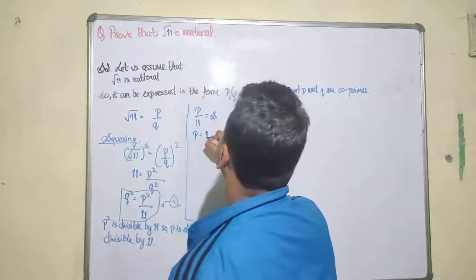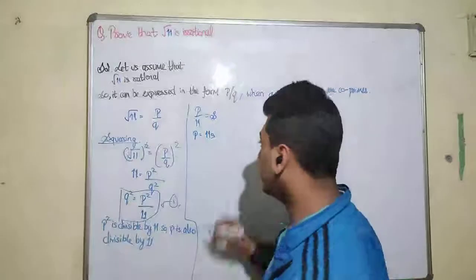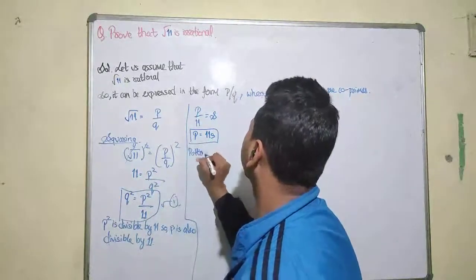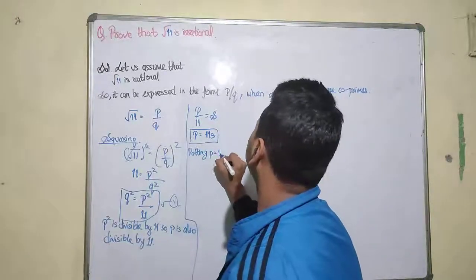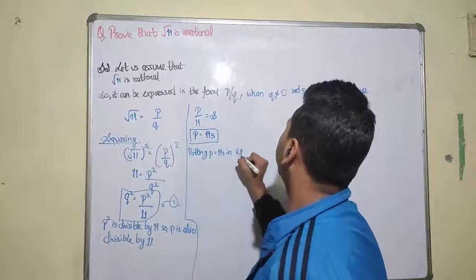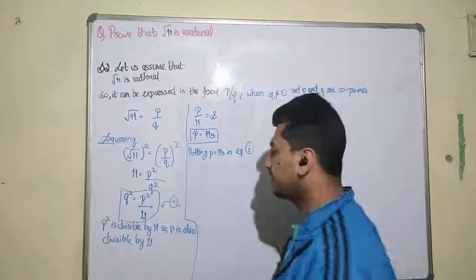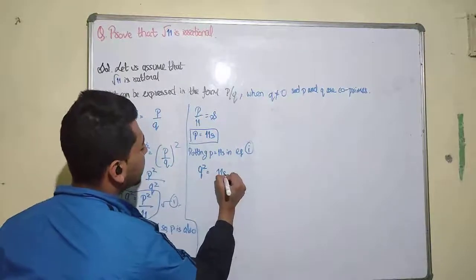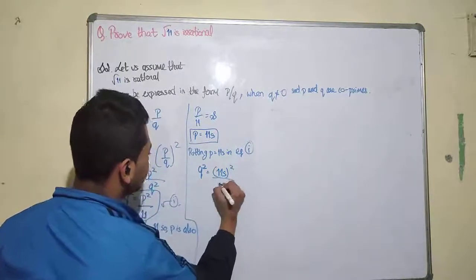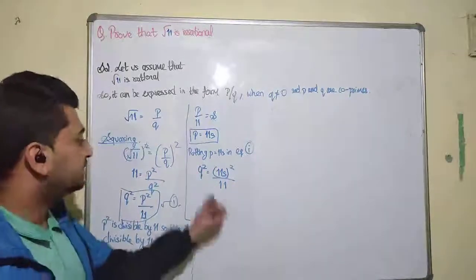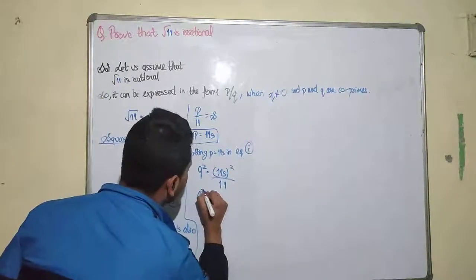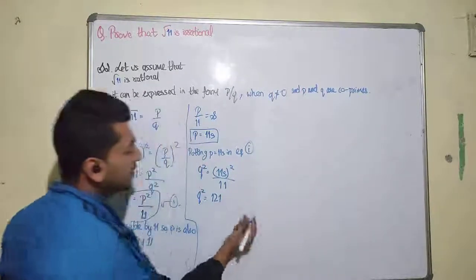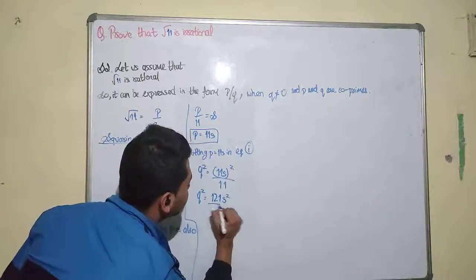So we can write it as 11s. p is equal to 11s, right? So putting p is equal to 11s in equation 1, after putting, we will see that q square is equal to 11s whole square divided by 11. So we will see like this, right? So q square is equal to 11 into 11 is 121, s into s is s square, divided by 11.